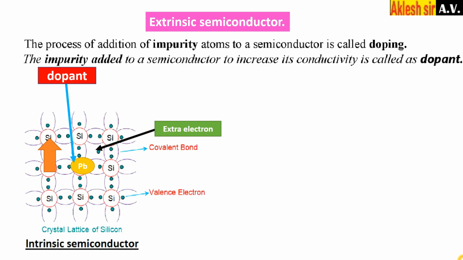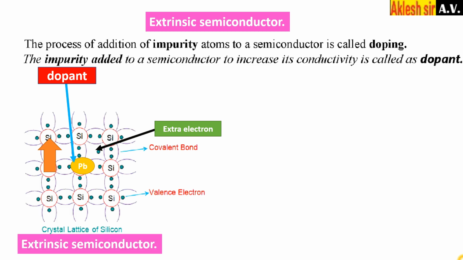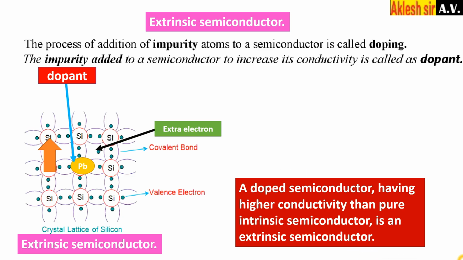Now it is not an intrinsic semiconductor, it is called an extrinsic semiconductor. What does extrinsic mean? Externally you have added some impurities to increase the conductivity. So now this semiconductor is known as an extrinsic semiconductor. A doped semiconductor means the addition of impurities to the semiconductor, which increases what? Conductivity. You can see the doped semiconductor has increased the conductivity of the pure intrinsic semiconductor, and such a semiconductor is known as an extrinsic semiconductor.